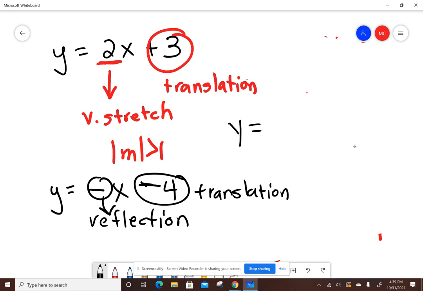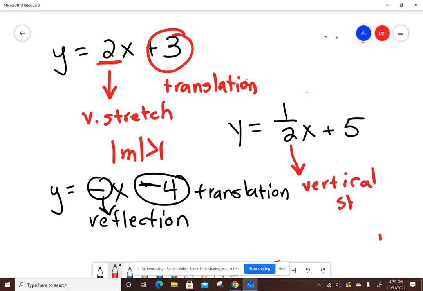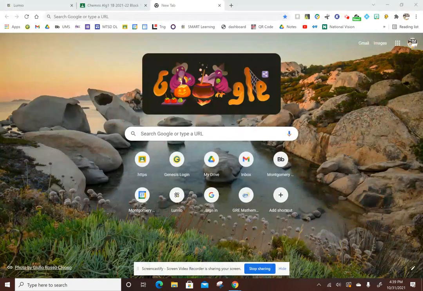And here's another one. y equals 1/2 x plus 5. So what 2 types of transformations are occurring here? Well, this is making it a vertical shrink because the absolute value of the slope is between 0 and 1. This is making it translate up 5, so that would be a vertical shrink and a translation. And that's the end of this video.